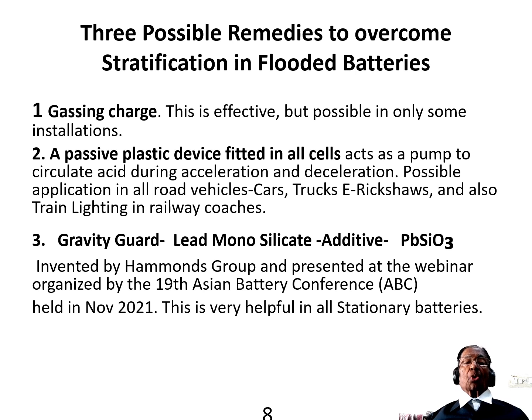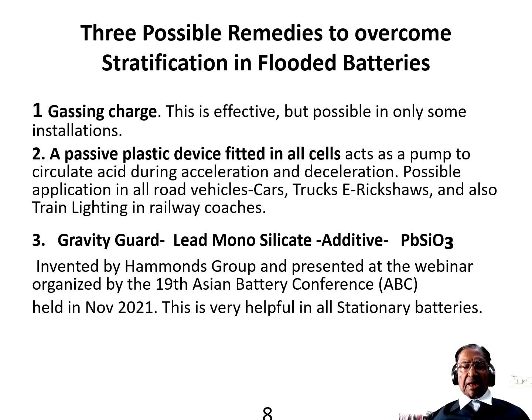Now, the possible remedies to overcome stratification, some of which have been recently invented. One, of course, the old one, is a gassing charge. All of you know when you give a gassing charge for half an hour or 1 hour, then acid gets mixed up thoroughly and the specific gravity is equal from top to bottom. But this is an impractical method. You cannot use that in many situations. It is not possible every day. At least weekly maybe, such as in some very high installations like electricity boards or telephone exchanges. This is done actually on a regular basis. They are doing it. But in other cases, for example, in a house inverter battery, you cannot do this. Such a thing is not possible.